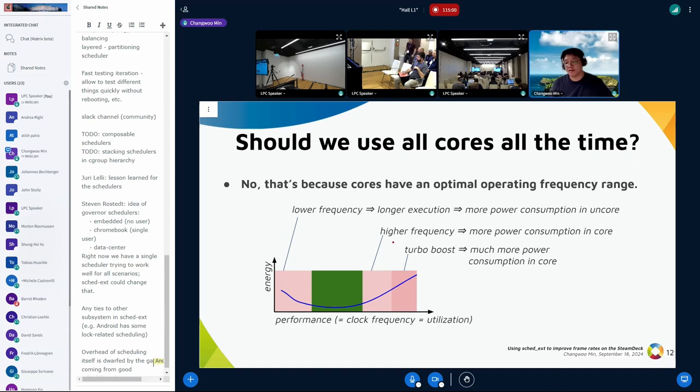If you go on the right side, clock frequency becomes higher and we get a better performance. Typically the frequency governor, if the CPU utilization is high, makes the clock frequency higher, so we are able to get a better performance. But the higher frequency also means more power consumption in the core. And if the clock frequency becomes too high, that basically means that the core is turbo boosted, so that is going to consume much more power in the core.